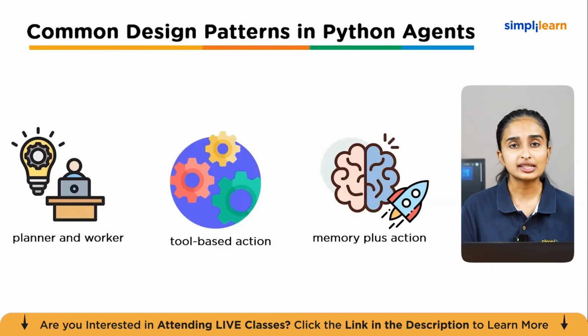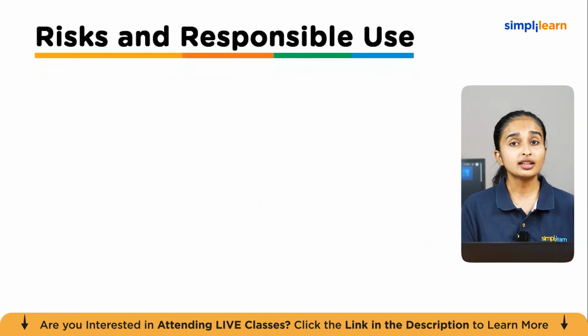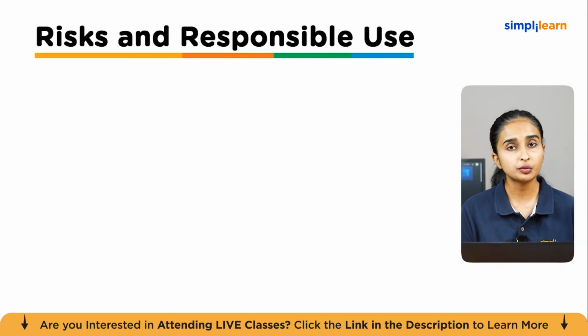Now that we've seen how these systems are designed, it is the right time to discuss the serious side of this topic, and that's risks and responsible use. So now that we've covered how to build agents, we will now be honest about what could go wrong. So this part is important because the more action a system can take, the more careful we need to be.